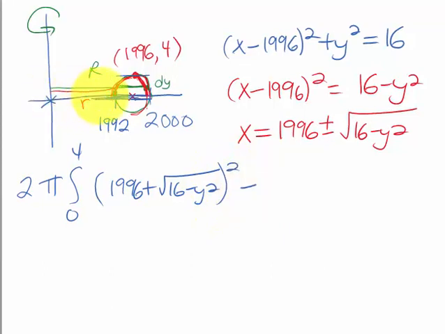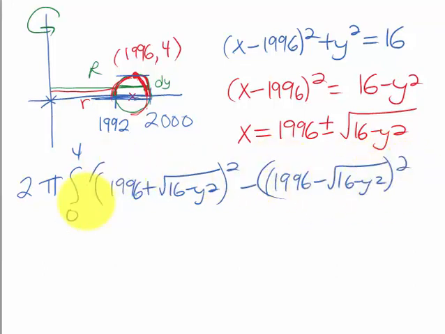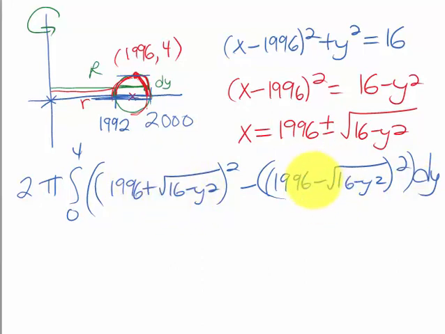Minus, now we need this radius of the hole, and that would be when I use the negative, because that would be this other piece of the circle. So that would be 1996 minus the square root of 16 minus y squared, and then that whole thing is dy. So there is my integral. It involves some algebra to square this and to square this, but then you'll pleasantly find that a lot of the stuff cancels out. So I'm going to leave that to you to do the algebra.